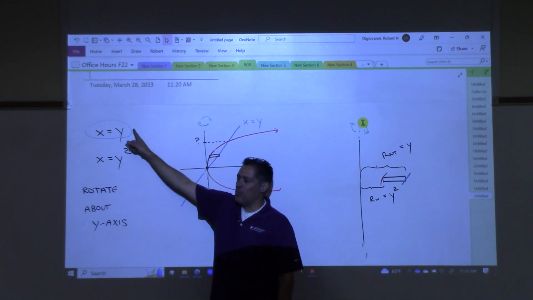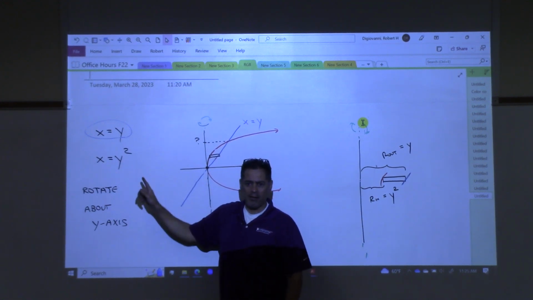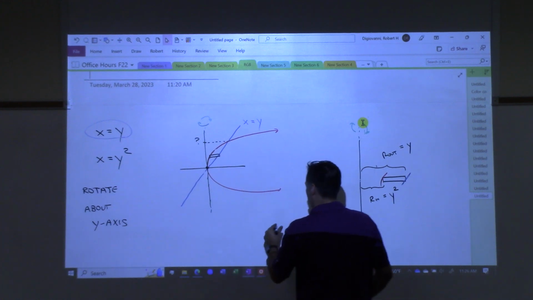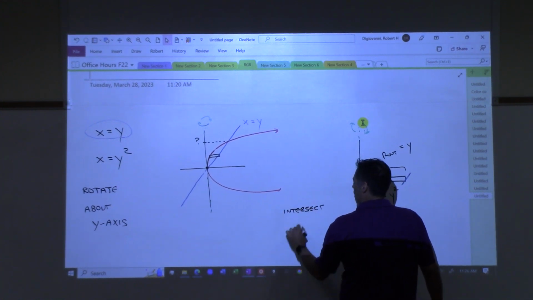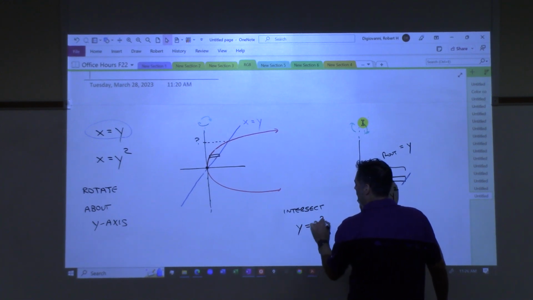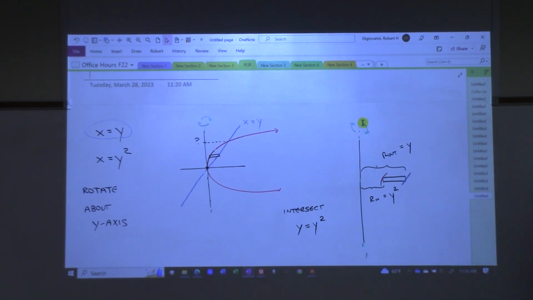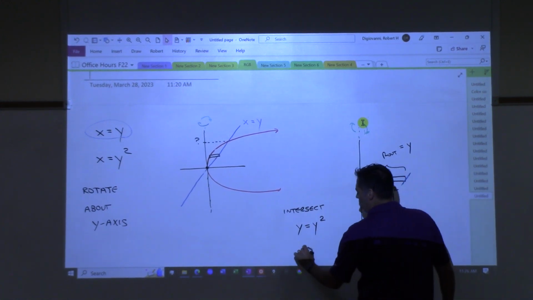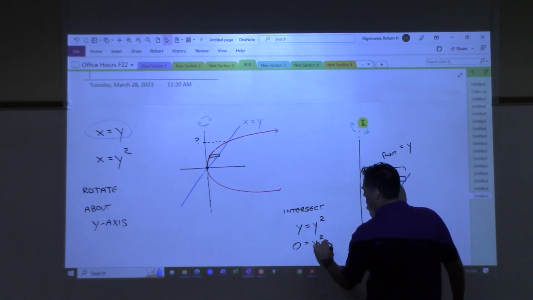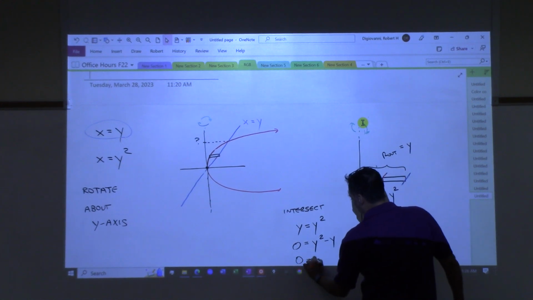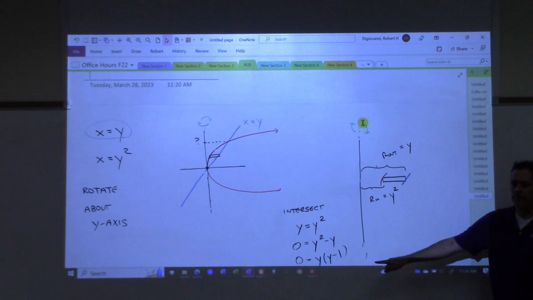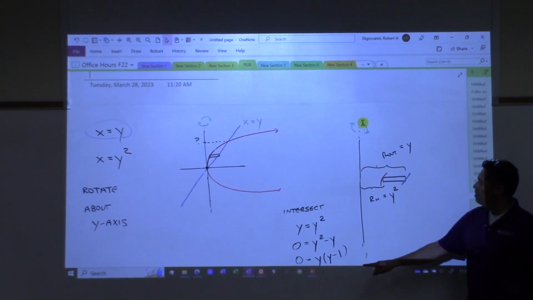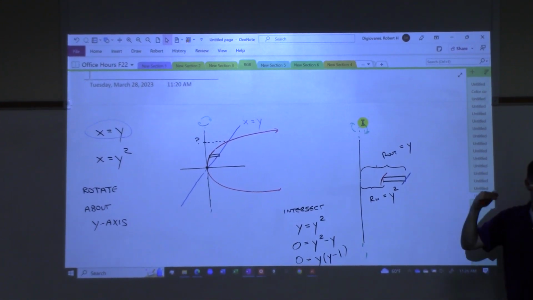But you could set these equal to one another, couldn't you? Where they intersect, you set y equal to y squared. How do you solve that? Subtract, right? Don't divide by y. Subtract. You could go either way. I'm going to put 0 equals y squared minus y. Factor out a y. Two solutions, 0 and 1. Okay? So that's going to give me my limits of integration on my integral.